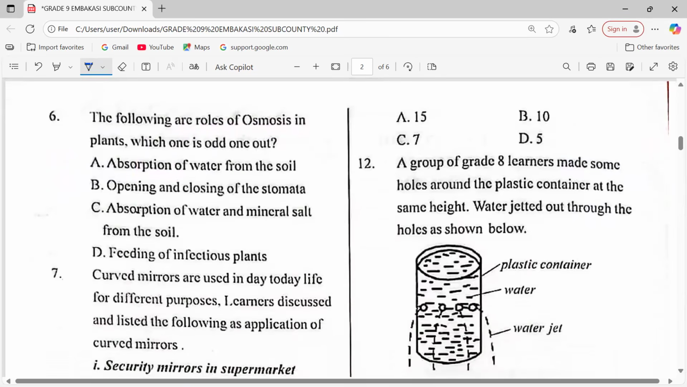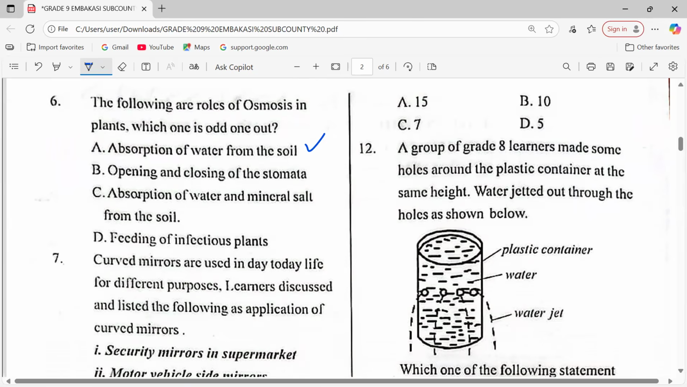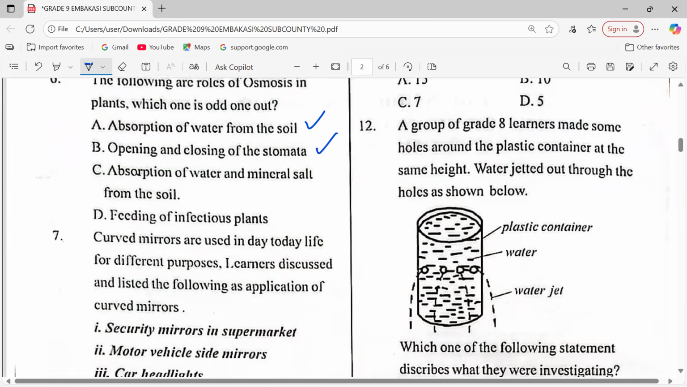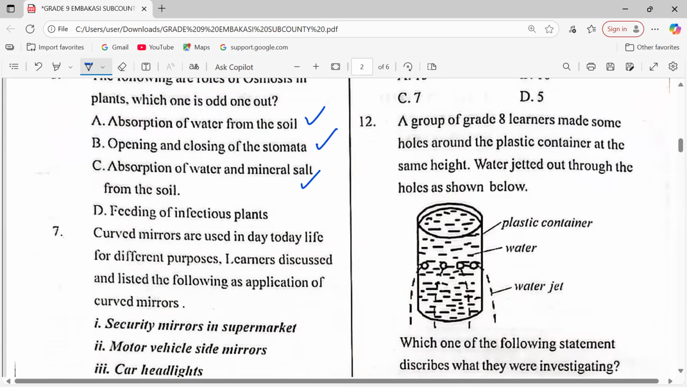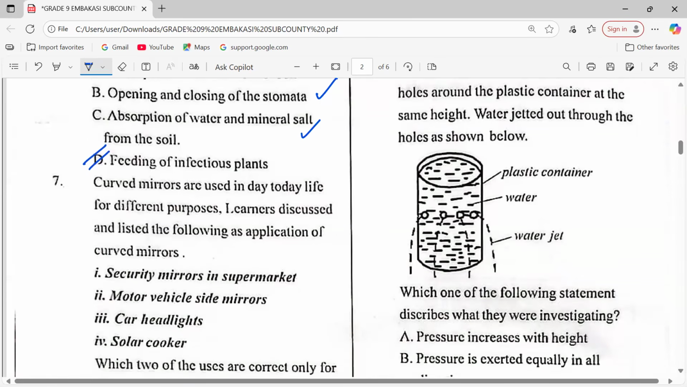Now look at this, number 6. The following are roles of osmosis in plants. Which one is odd one out? Which one is not a role of osmosis? Absorption of water from salts. Remember, osmosis is the movement of water molecules from where they are highly concentrated to where they are lowly concentrated through semi-permeable membranes. Opening and closing of stomata. Absorption of water and mineral salts from the soil. Then feeding of infectious plants. That one now becomes odd one out.